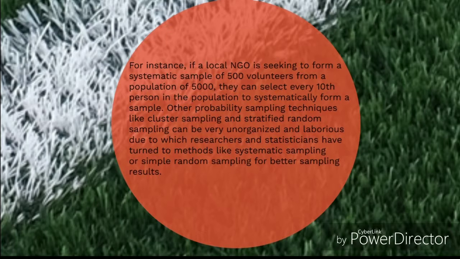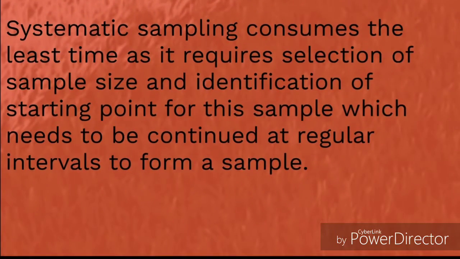Other probability sampling techniques like cluster sampling and stratified random sampling can be very unorganized and laborious, due to which researchers and statisticians have turned to methods like systematic sampling or simple random sampling for better sampling results. Systematic sampling consumes the least time as it requires selection of sample size and identification of a starting point for this sample, which needs to be continued at regular intervals to form a sample.